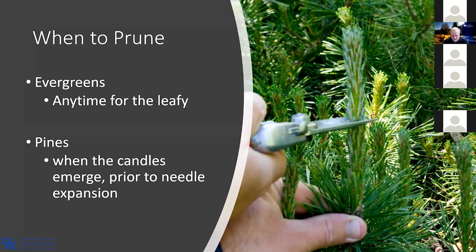You'll see this pruning cut being made here. The candles have emerged and expanded, but the needles are still short. That's the time to prune. That's my favorite time to prune pines, is when the candles are there. And this is a candle. This is a pine candle here. And you'll see the little individual needles coming off here, and they've not yet expanded. That's a good time to prune.